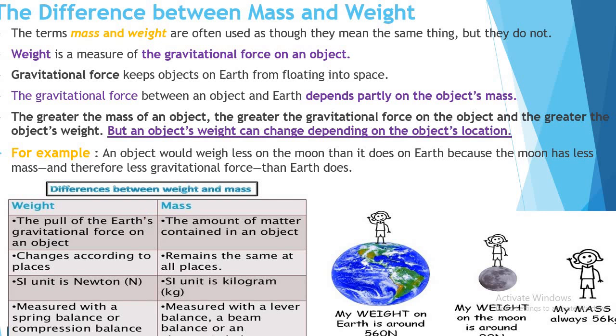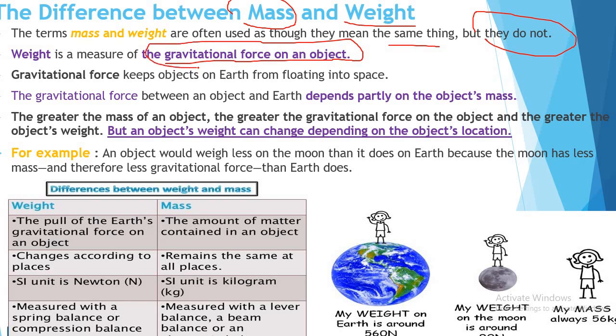The difference between mass and weight. The terms mass and weight are often used as if they mean the same thing, but they do not. Weight is used to measure the gravitational force on an object.